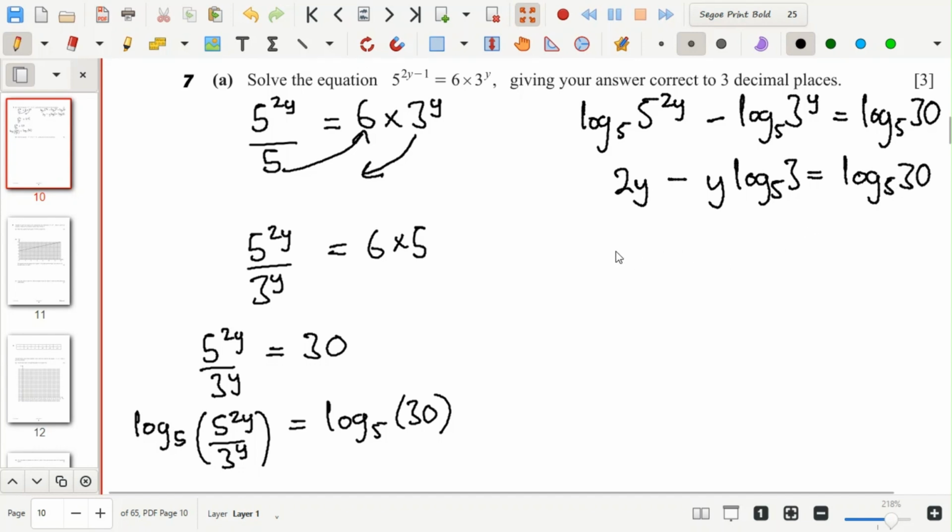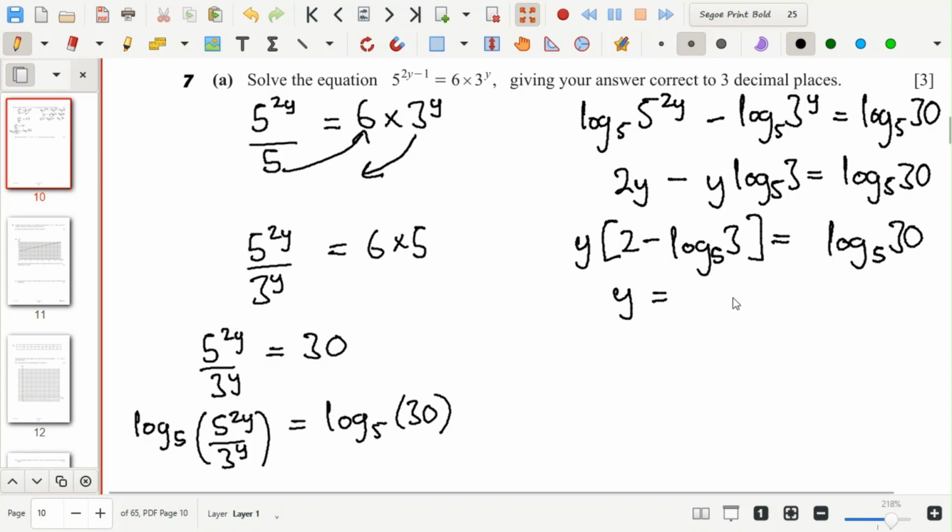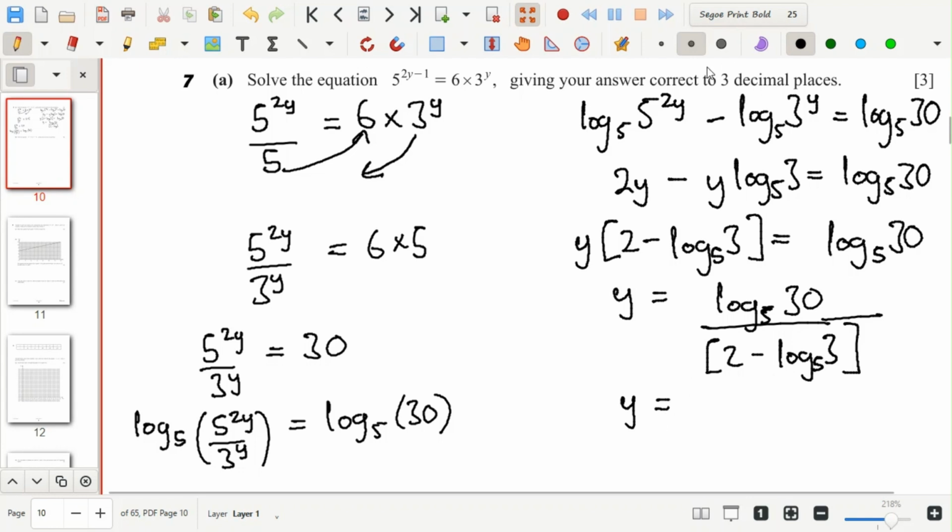What am I trying to do? I'm trying to make y the subject. So I can see they have y in common, so I factor y. Then I divide both sides by the expression here, 2 minus log 3 to the base 5. So now let's punch this in and correct our answer to 3 decimal places.